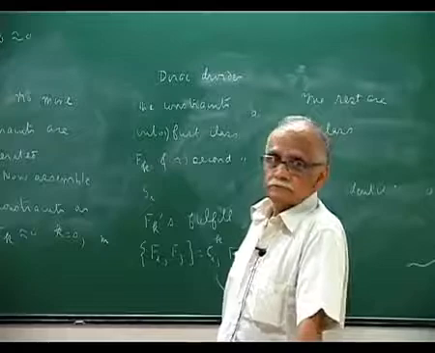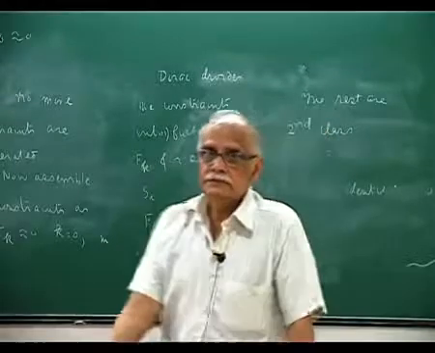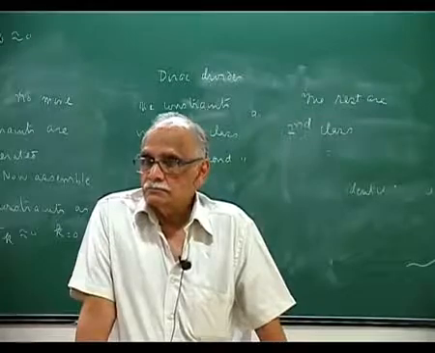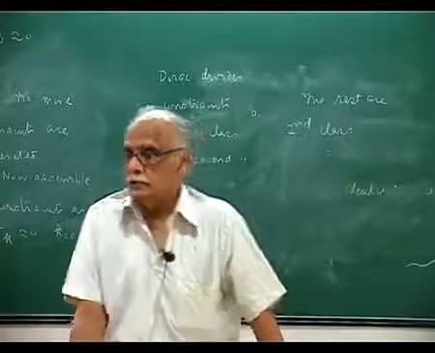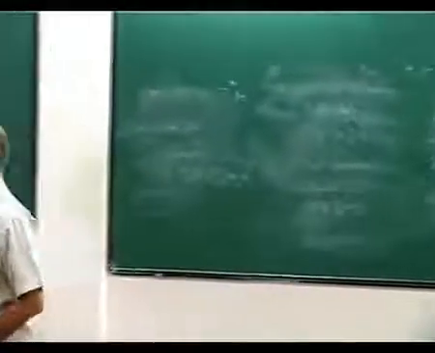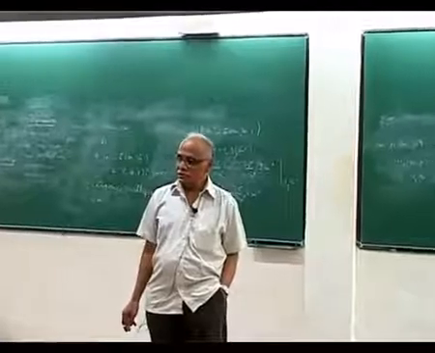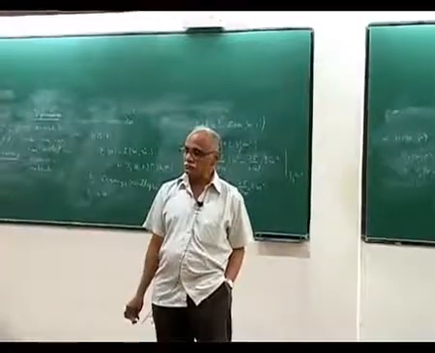Can be 0 also. Sorry? Poisson bracket of F_i with F_j can be 0 also. That is also possible. Poisson bracket of F_i and F_j is 0. It can be 0, so it's also possible. So some structure constants can be 0.